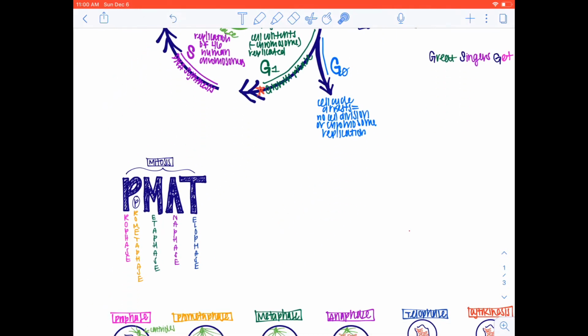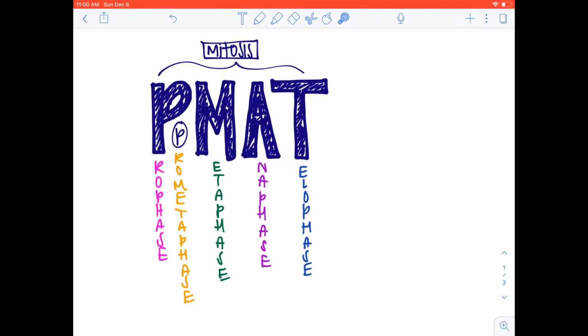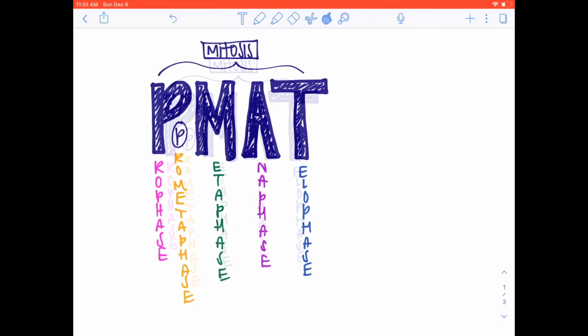Now we'll move on to reviewing the PMAT or PPMAT of the process by which the chromosomes are divided. First off, the P in PMAT, or the first P, refers to prophase. The second P refers to prometaphase. The M refers to metaphase, the A refers to anaphase, and the T refers to telophase.